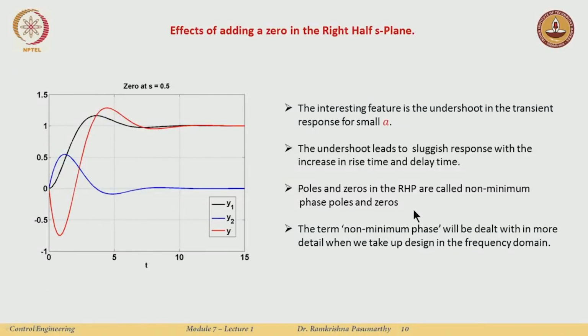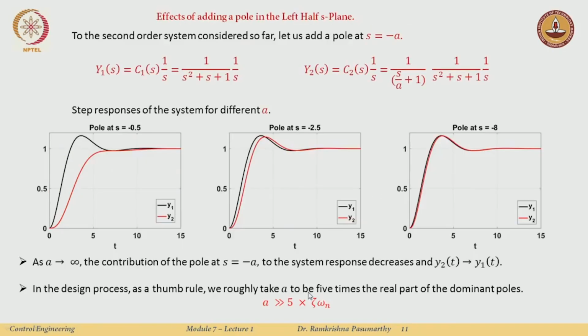Just remember that if I have a right half zero, I experience an undershoot, and this will always happen. I will show you a little proof for that a little later. Okay, so here we will see the effect of adding a pole to a standard step response of a second order system. The standard response is 1 over s squared plus s plus 1, times 1 over s. Now I add a pole at different locations A.